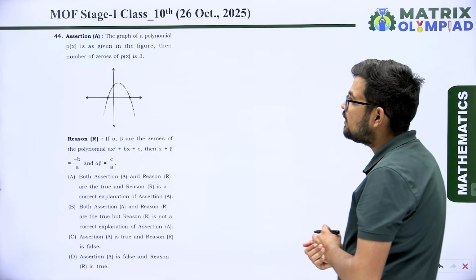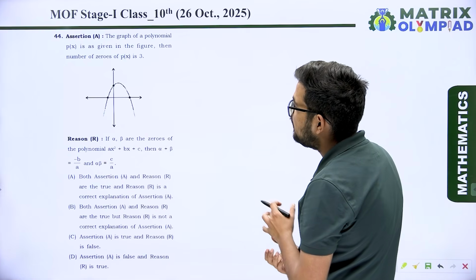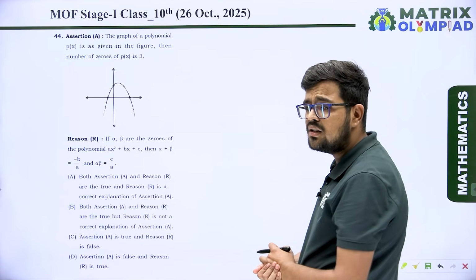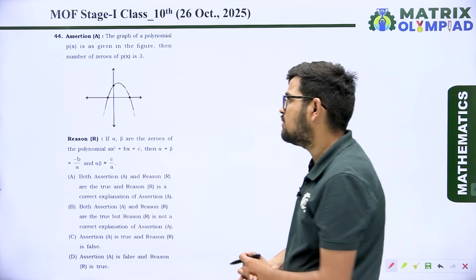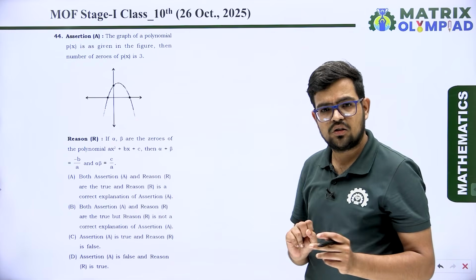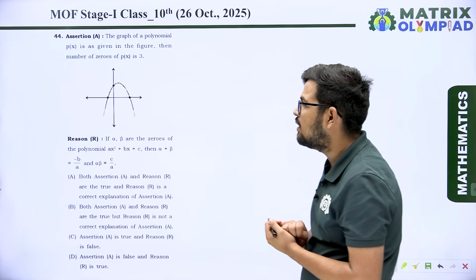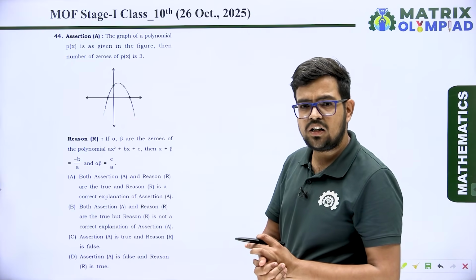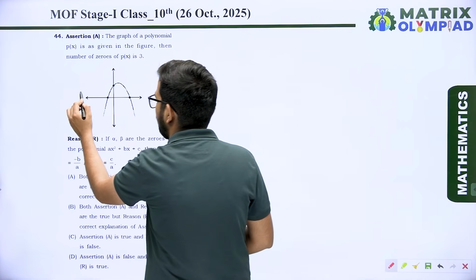Next, question number 44. Assertion: the graph of the polynomial p(x) is given in the figure, then the number of zeros of p(x) is 3. It is saying that there are 3 zeros, but here you can see it intersects the x-axis at 2 distinct points. So 2 real zeros are there. And it is a parabola, so it's from a quadratic polynomial. So the assertion is false.